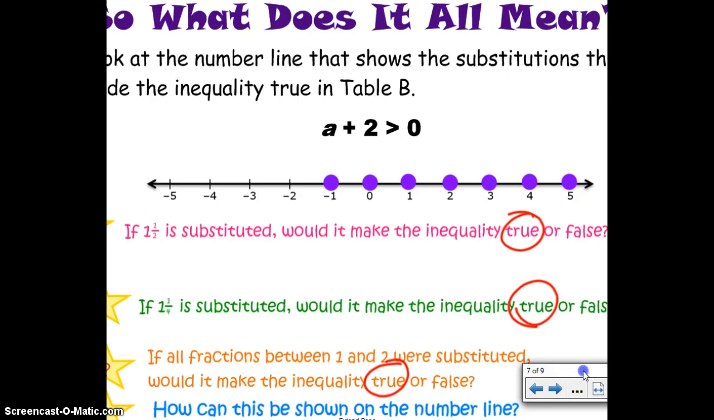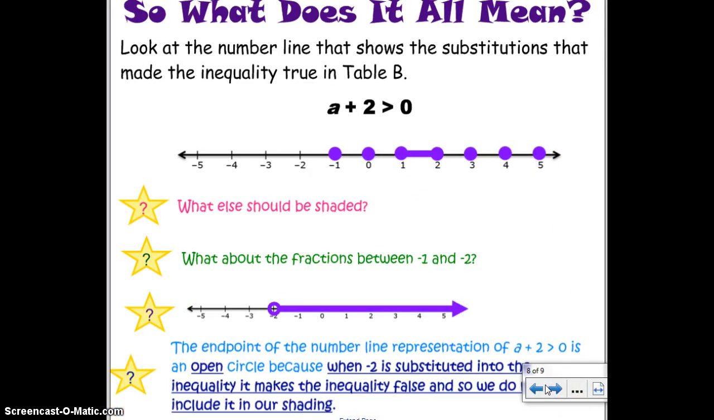If we look back at the inequality of a plus 2 is greater than 0, we looked at the numbers between 1 and 2 and 1.5. Would that be true? Yes, it would. What about 1.25? It would also be true. So we concluded that any number between 1 and 2 would work. Since both 1 and 2 work, the numbers between them will work as well. To put that on the number line, we'd color in between 1 and 2. We decided that any numbers between 2 correct answers could also be shaded.